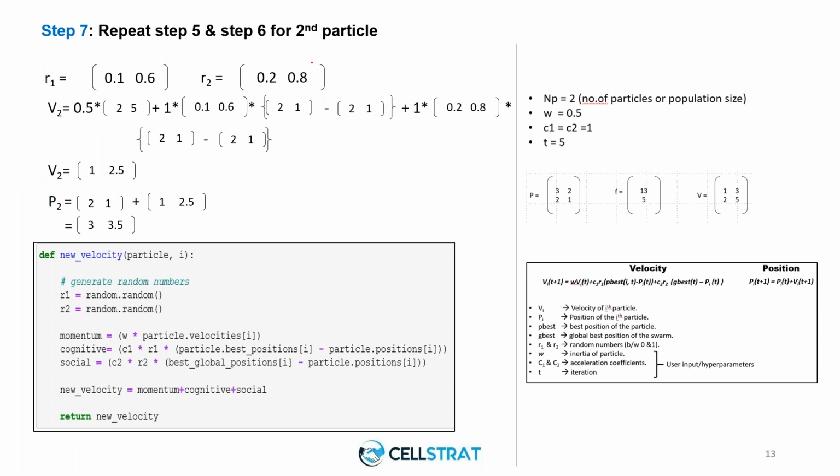We repeat this step for the second particle as well. You need to do this for all the particles in your swarm, and this is also carried out in a similar fashion: you plug in these values and you get a new position for the second particle. The previous one was 2 comma 1, and now we end up with 3 comma 3.5. I've defined that in code here. I've broken this equation down into 3 groups, which I call momentum, cognitive, and social. I'll discuss this in the next slide.